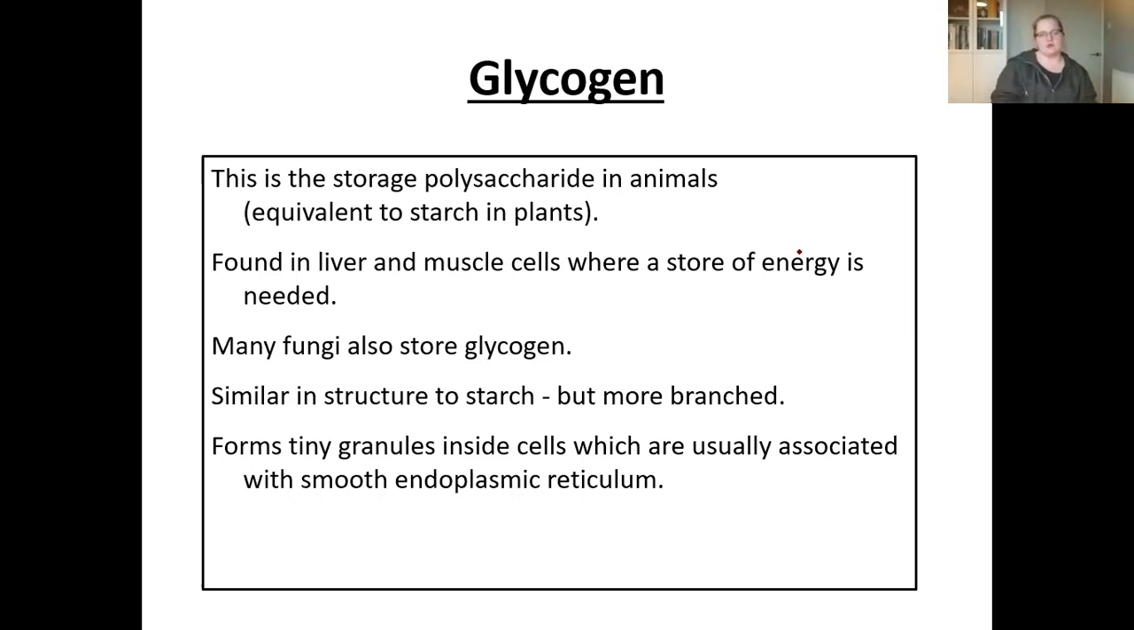Glycogen is our storage molecule. We find a lot of glycogen in our liver and our muscle cells, where a store of energy is really needed. So we store our energy close to the source of where energy is going to be used and needed the most. For example, muscle cells are going to need a really quick response of energy to be provided for them to be able to contract, for them to move.